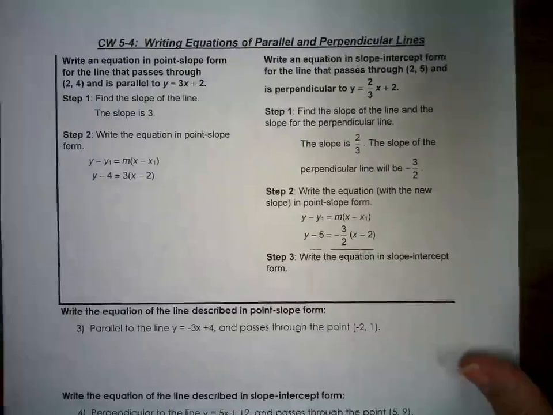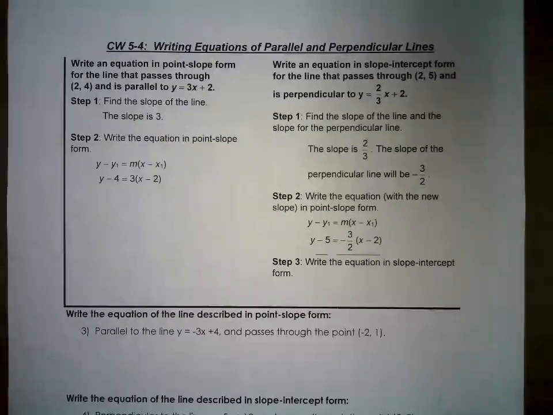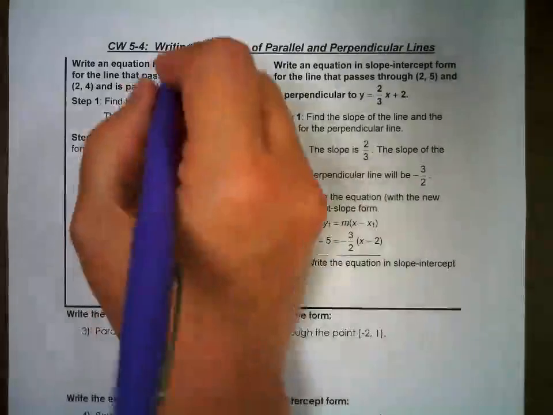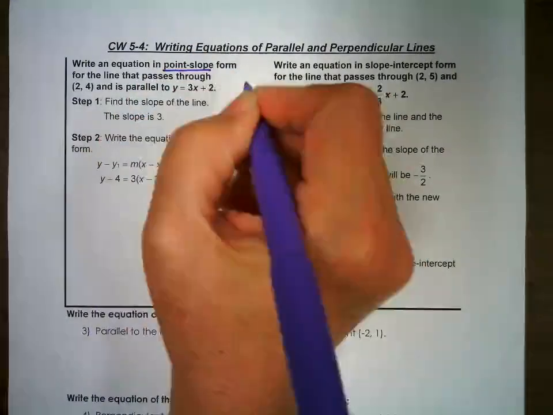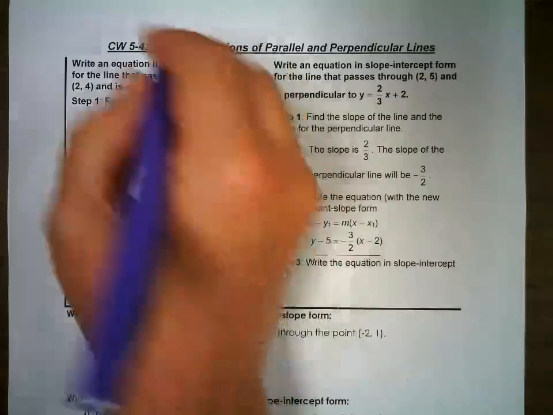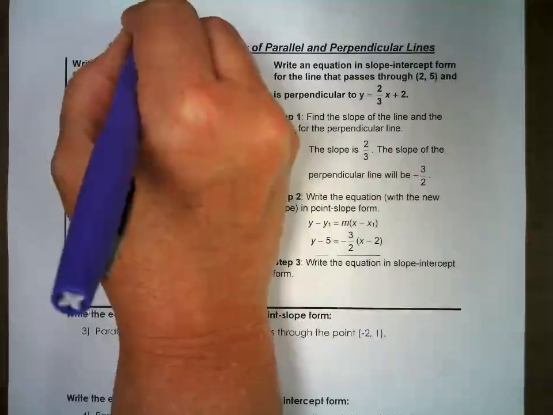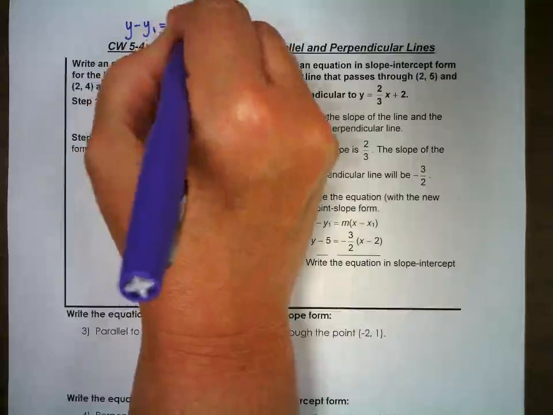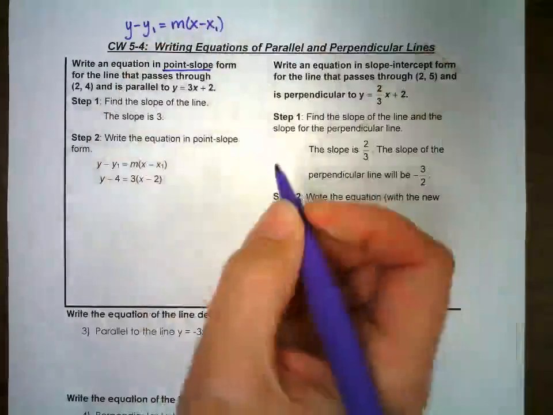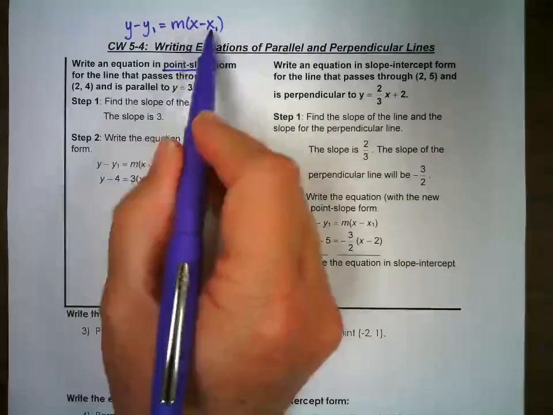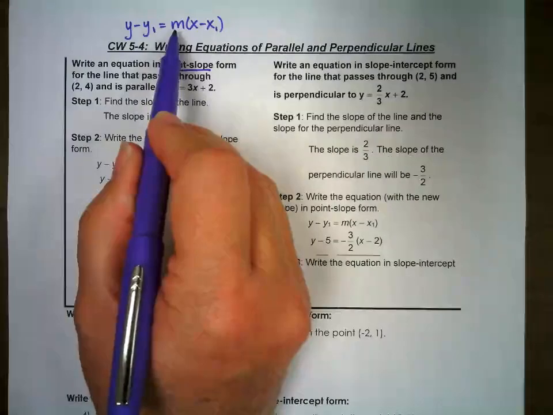Hello, everyone. Okay, so today we are talking about writing the equations of parallel lines and perpendicular lines. You know there's two ways that we've learned to write an equation of a line. One is point-slope form. This is when you have a point and a slope. So it looks like this: y minus y1 equals m times x minus x1, right? There's our point, x1, y1, and there's our slope, m.